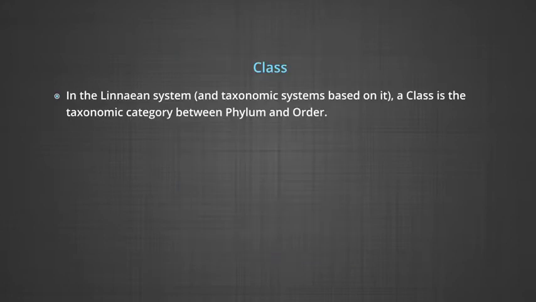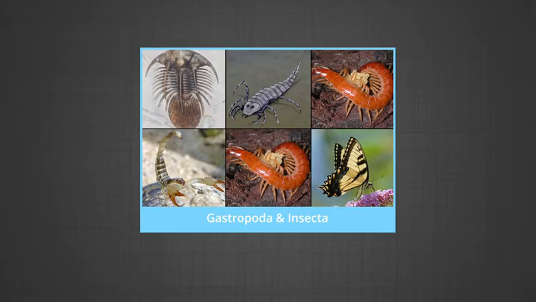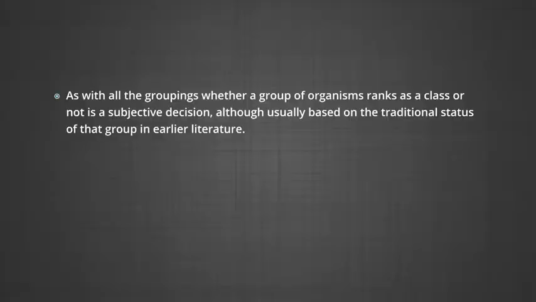Class. In the Linnaean system, a class is a taxonomic category between phylum and order. A class is a major group of organisms, example Mammalia, Reptilia, Gastropoda, insects, etc., that contains a large number of different sublineages, but have shared characteristics in common. Example, warm-blooded, fur, mammary glands in females in the case of mammals, six legs and three body parts in the case of insects. As with all the groupings, whether a group of organisms ranks as a class or not is a subjective decision, although usually based on the traditional status of a group in earlier literature. The cladistic revolution has caused a reappraisal of these rankings and rejection and modification of many of them.